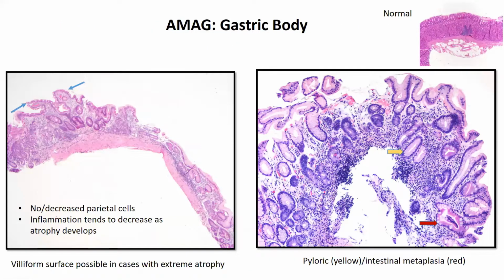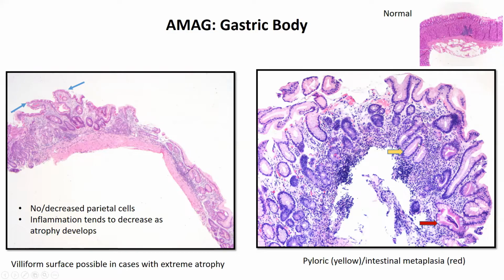The gastric body can show a whole host of findings. You can have a villiform surface in cases with extreme atrophy, trying to recapitulate small bowel, as you see here, as indicated by the arrows, in the absence or decreased parietal cells. Importantly, in cases with AMAG, the inflammation tends to decrease as the atrophy becomes more prominent as the oxyntic glands disappear. Also notice how thin this mucosa is compared to the normal oxyntic mucosa.